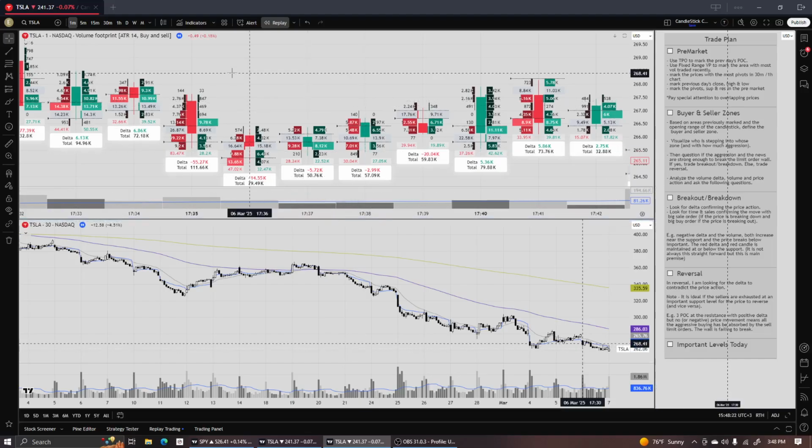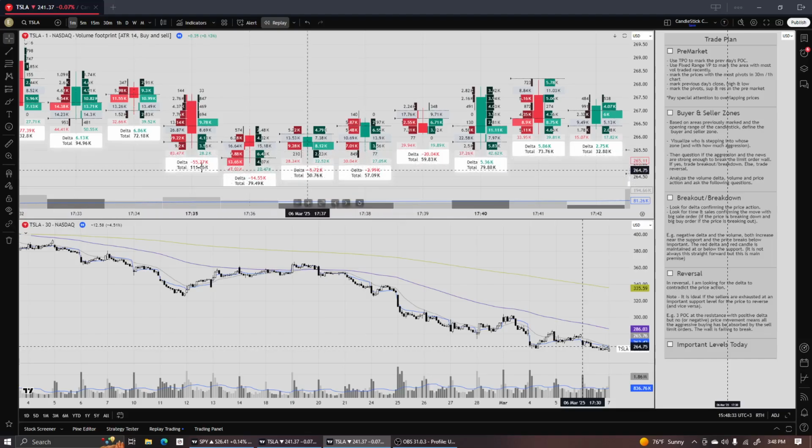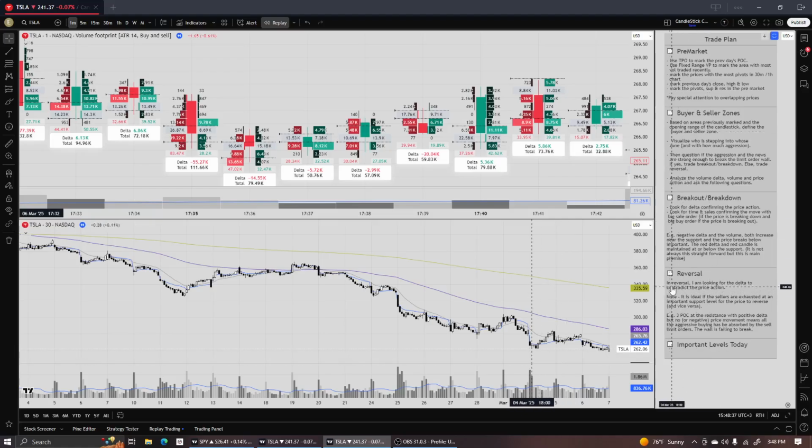We can't go back to the same day because the volume footprint chart is not available for, I think, more than 3 days or something. So even that is pointless. But just off the top of my head, negative delta, but the price is being held, immediately shows reversal. That's what we're looking for while trading a reversal.